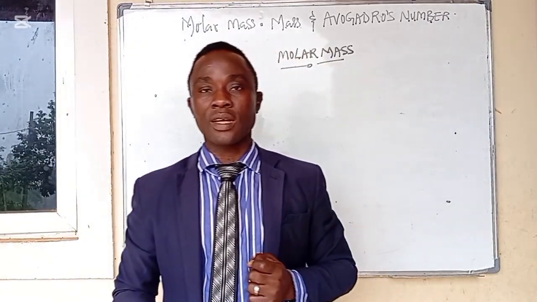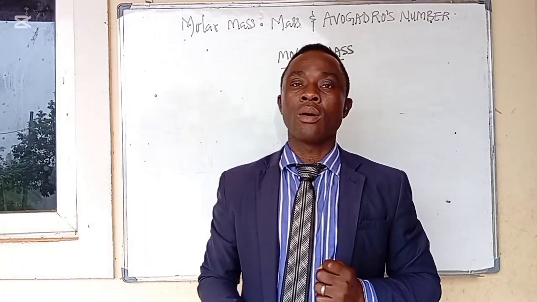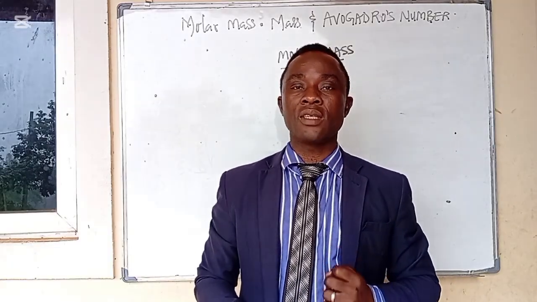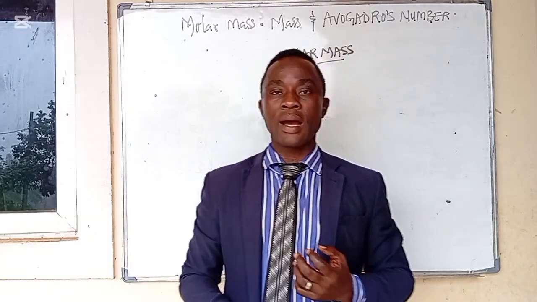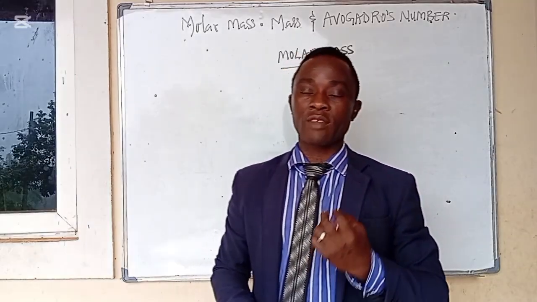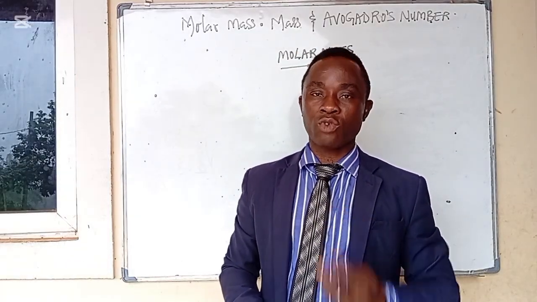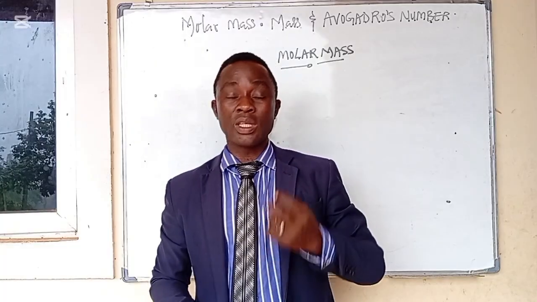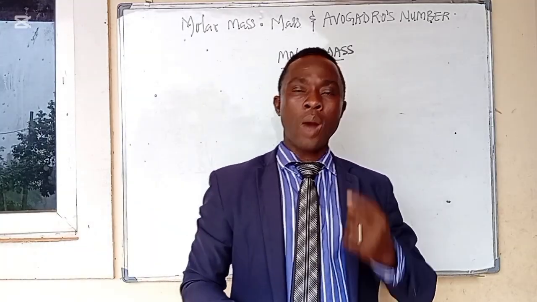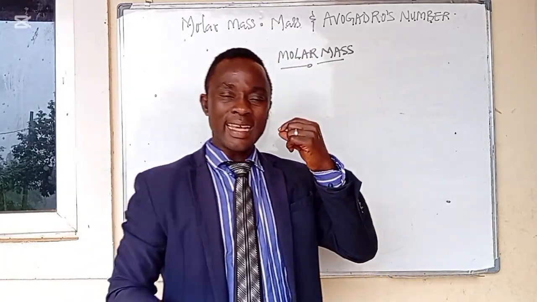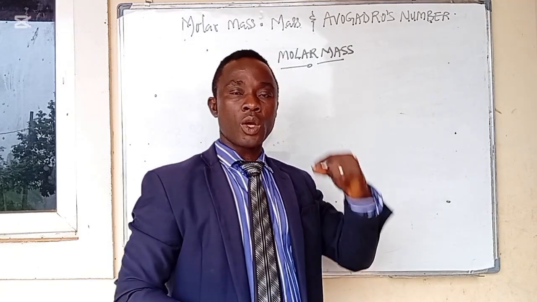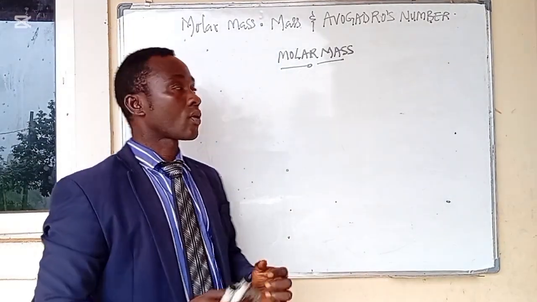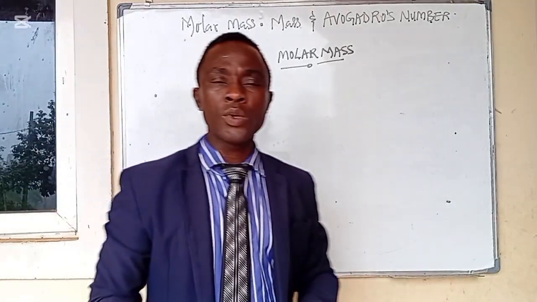Molar mass of a substance is the mass of 1 mole of its entities. Remember, an entity that we are talking about here might be an atom, an ion, or a molecule. So the mass of 1 mole of the entity of that substance is what we call the molar mass of that substance. How do we get it?